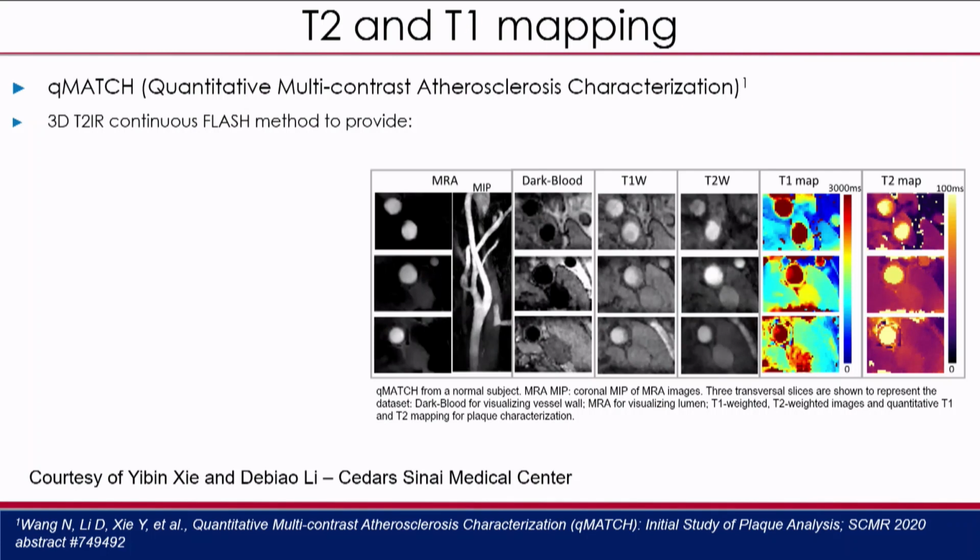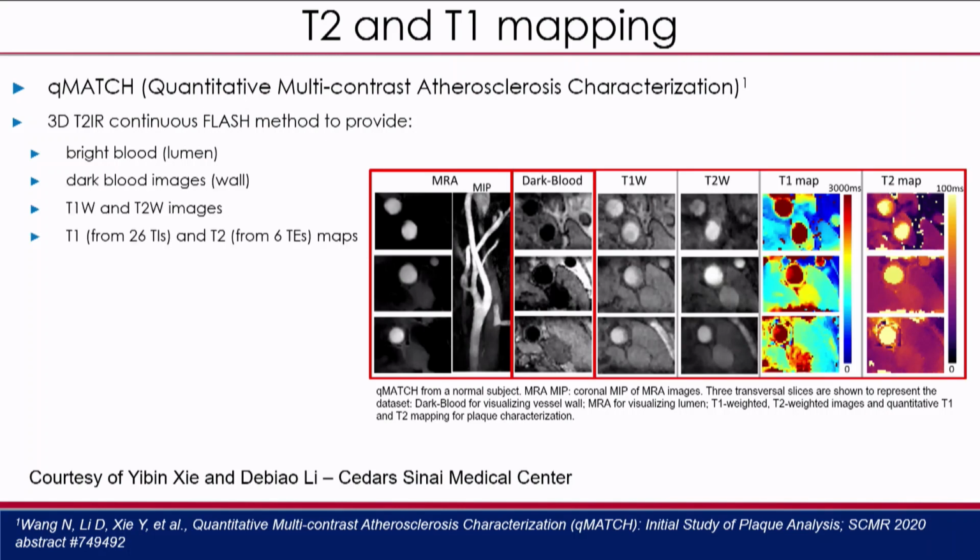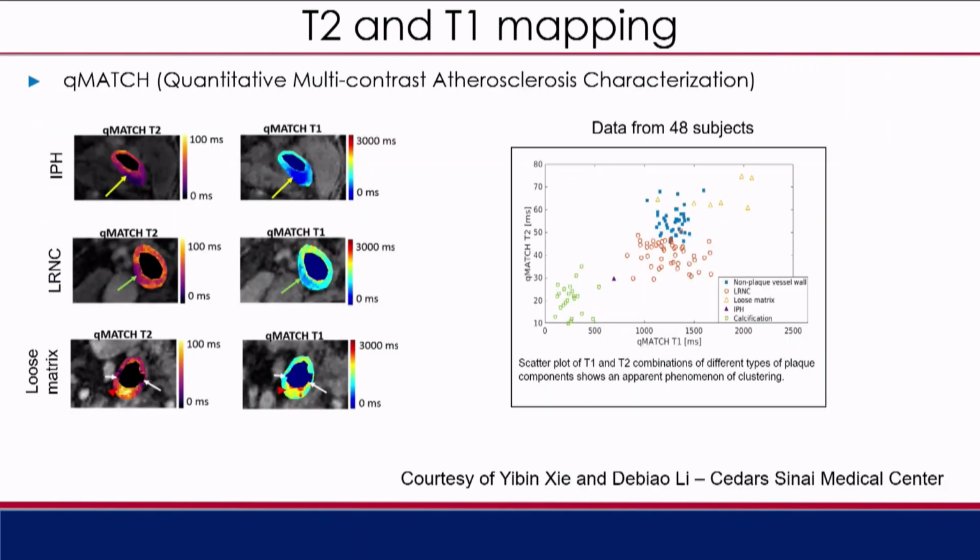That's this 3D T2IR continuous flash method that provides bright blood for lumen characterization, the dark blood for the wall, and then the T1 and T2 map with obviously the corresponding T1 weighted and T2 weighted images that are used to generate those. That's in about a 7-minute scan. In their work, they also have seen that the combination of T1 and T2 is really important to characterize these components. And here's data from 48 subjects, where you can see that depending on the plaque component, things are clustered in this T1, T2 space.